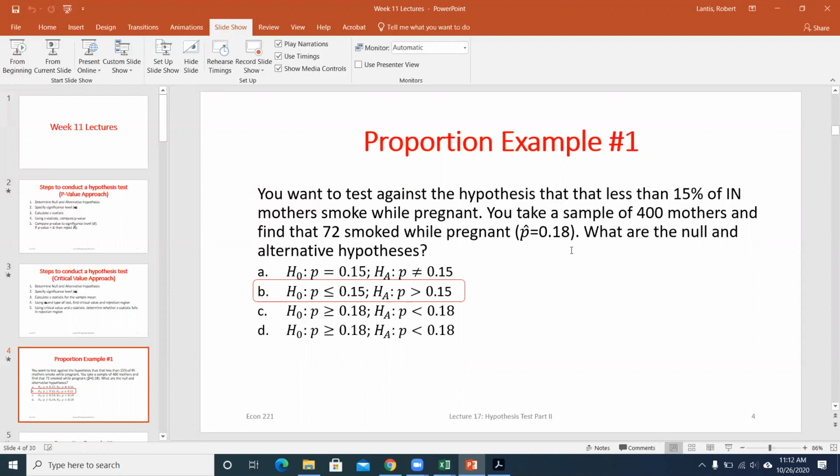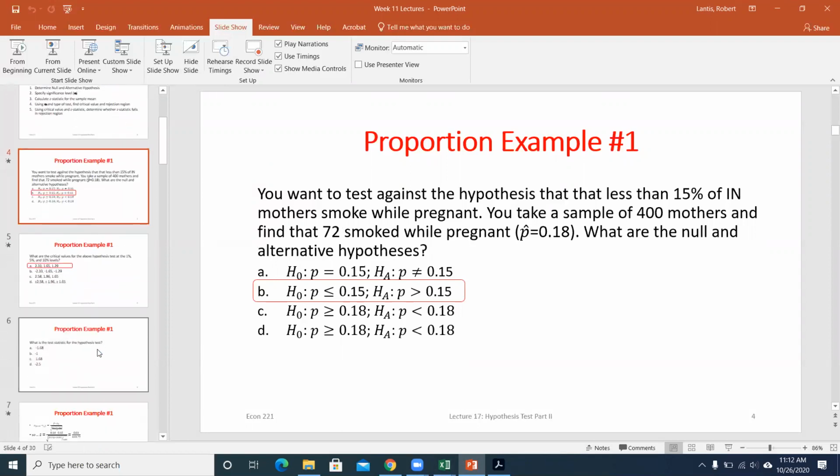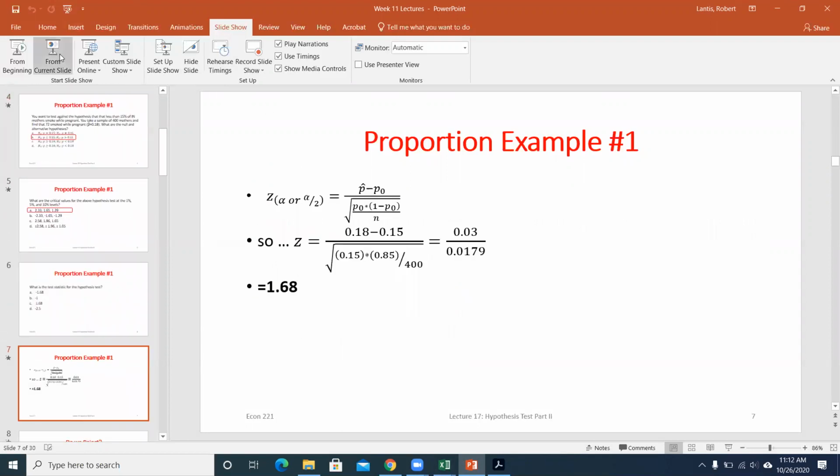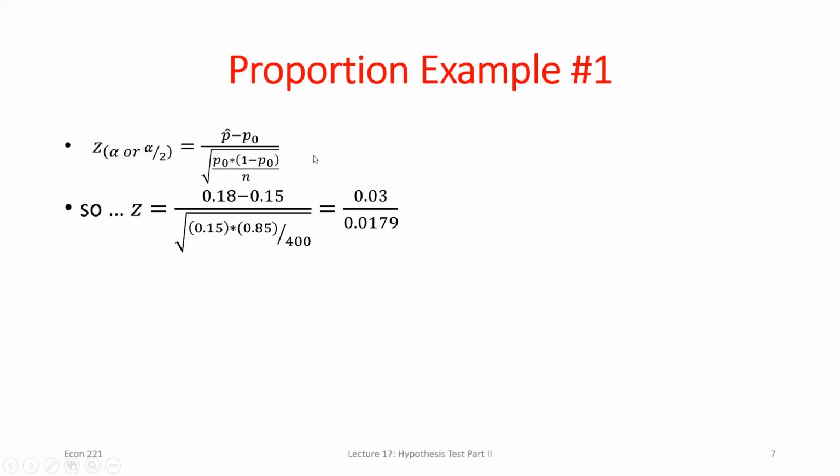Right? So let's go ahead. We have that equation. We plug everything in. We get about 1.68. Okay? So 1.68. So I drew this a little bit out of scale because I didn't really know what the test statistic was ahead of time.